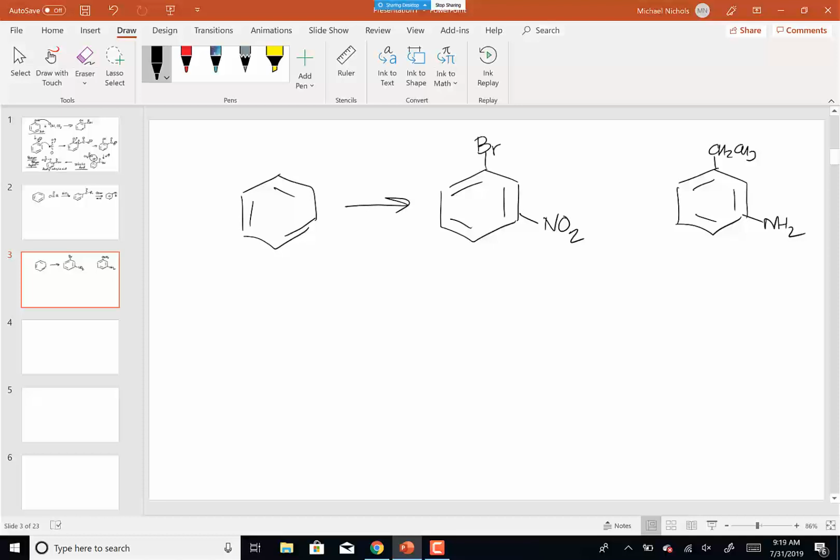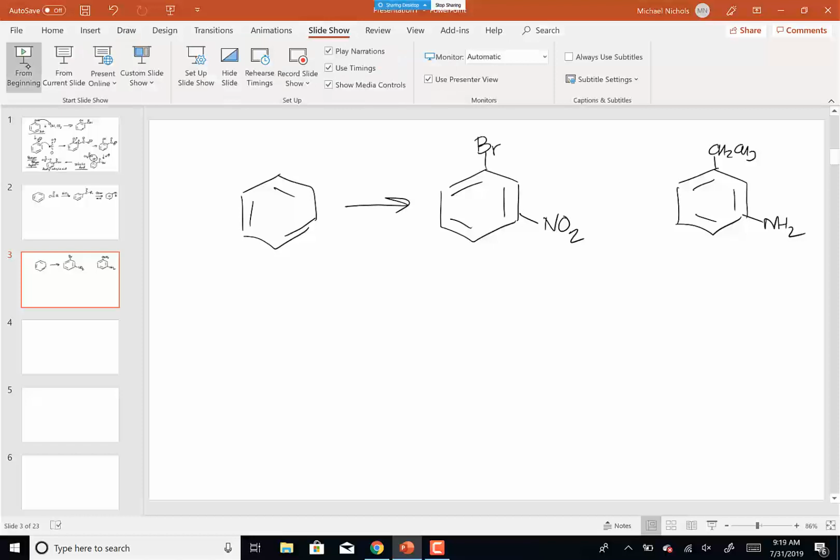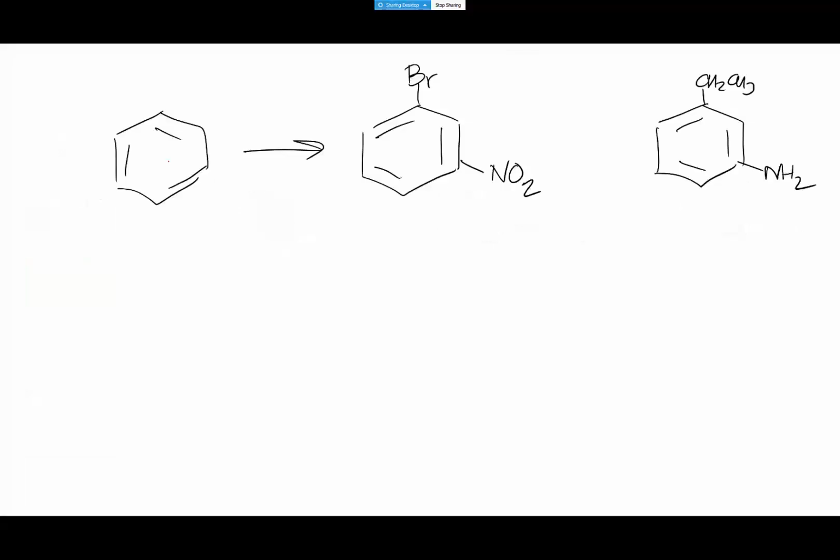But if I give you a problem, which I probably will, if I gave you a problem and said, go from benzene, let me put this in so I have a pointer here. So let's say I say go from benzene to this molecule using any number of steps that you need. There's always more than one way to do this. It doesn't matter how many steps you take, as long as you get there and you don't do any reactions that don't exist.